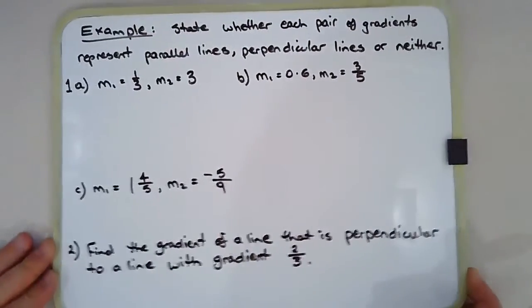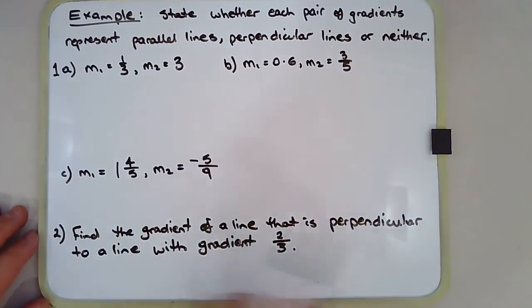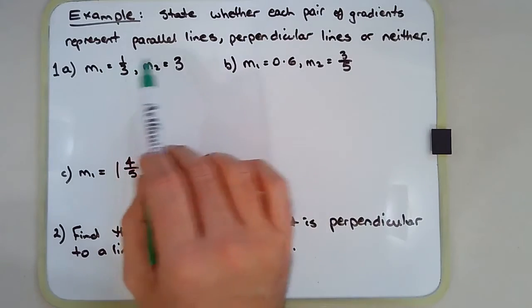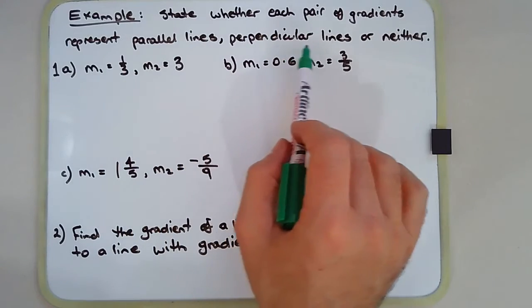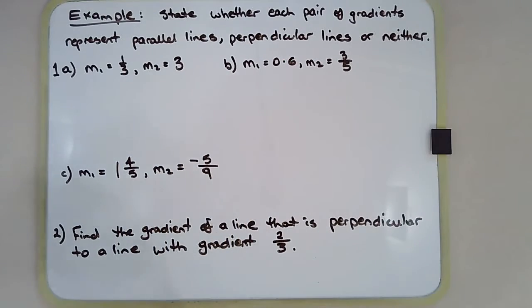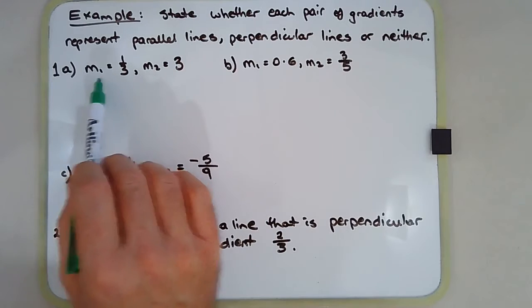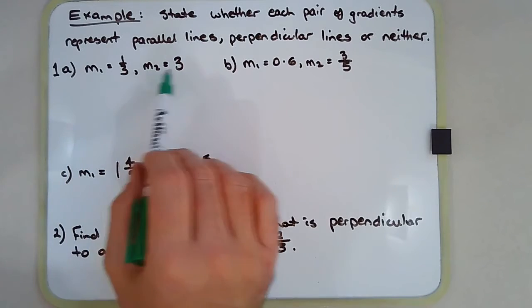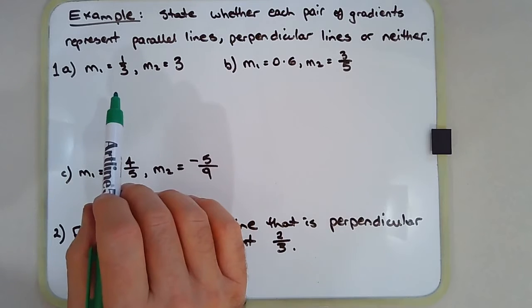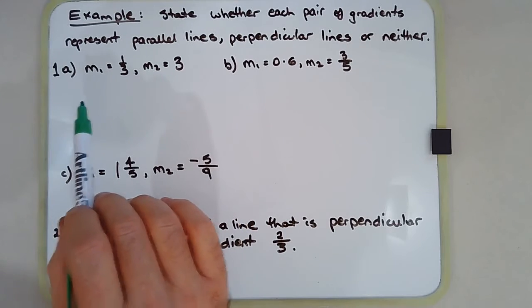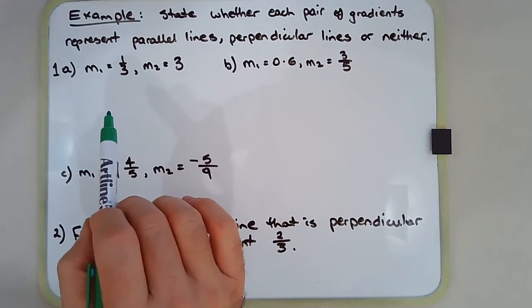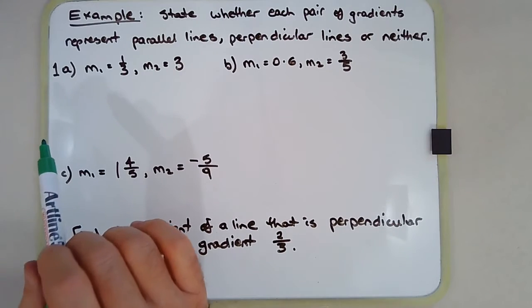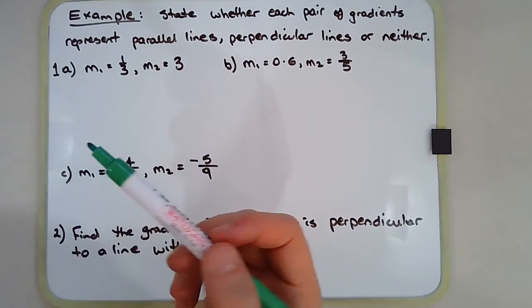Let's have a look at an example. So, question 1. We're going to state whether each pair of gradients represent parallel lines, perpendicular lines, or neither. So, here are the two gradients. Part A, M1 equals 1/3, M2 equals 3. The first thing we check, are they identical? And if they're not identical, well, they're not parallel. So the only other option that could potentially be is that they could be perpendicular. If it's not that, then it's obviously neither.